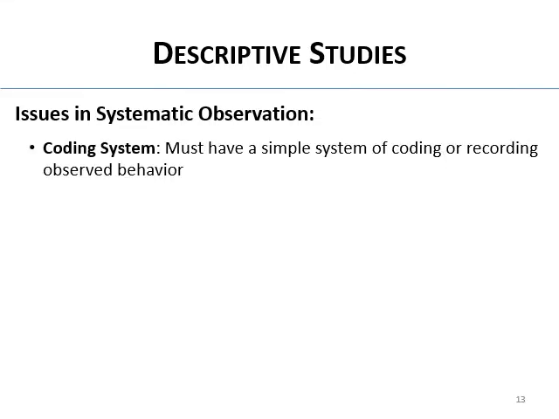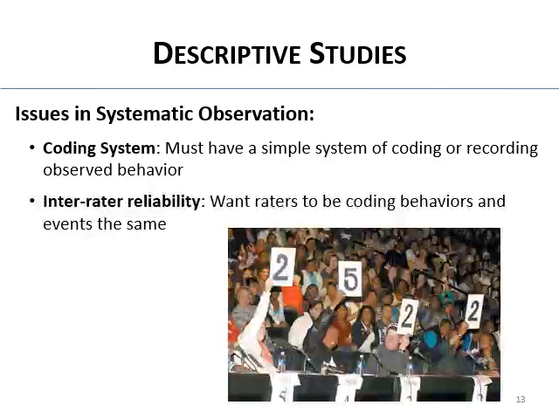So some issues, you have to come up with a coding system, and it needs to be simple because you're recording, for example, aggressive acts. You need to have a very simple way of recording that information because you're both observing and recording at the same time. Another issue is inter-rater reliability.